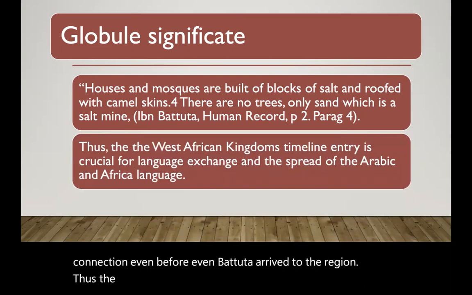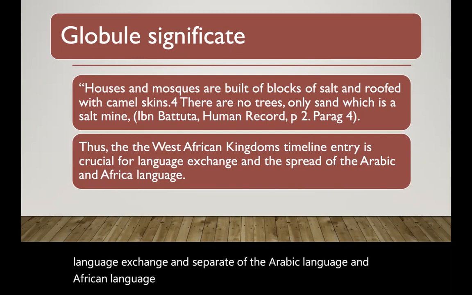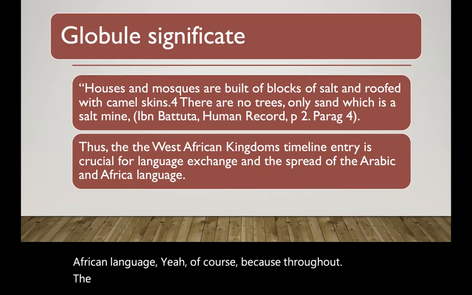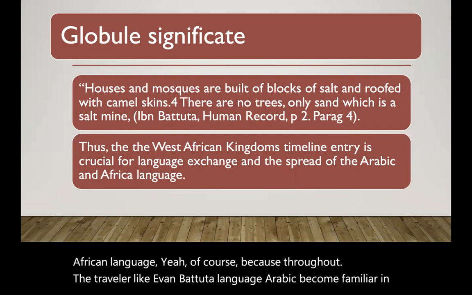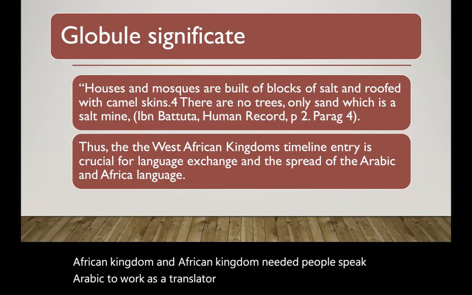Thus, the West African Kingdom timeline entry is crucial for language exchange and the separation of the Arabic language and African languages. Yeah, of course, because through travelers like Ibn Battuta, the Arabic language became familiar in the African Kingdom, and the African Kingdom needed people who spoke Arabic to work as translators for those travelers.